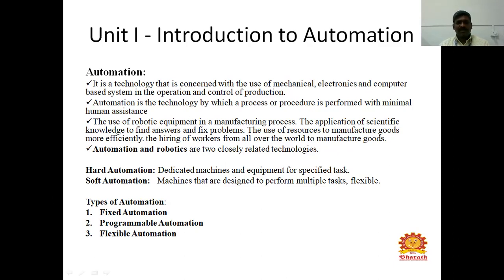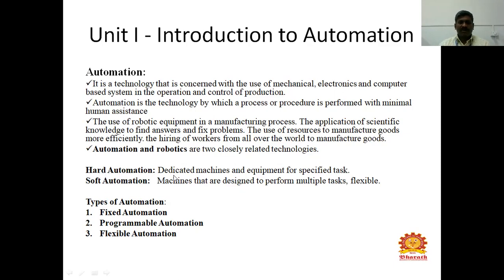Automation and robotics are two closely related technologies. So while studying robotics, we have to know what automation is. Next, there are two kinds of automation: one is hard automation and the other is soft automation.